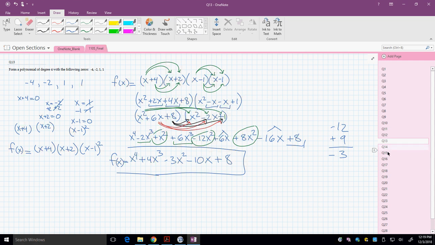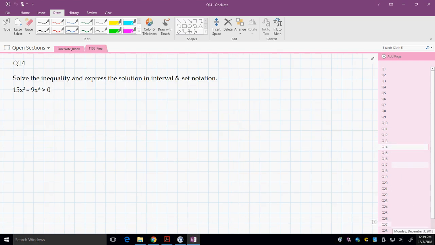A polynomial function of degree 4. Now, question 14. Solve the inequality and express the solution in interval and set notation.